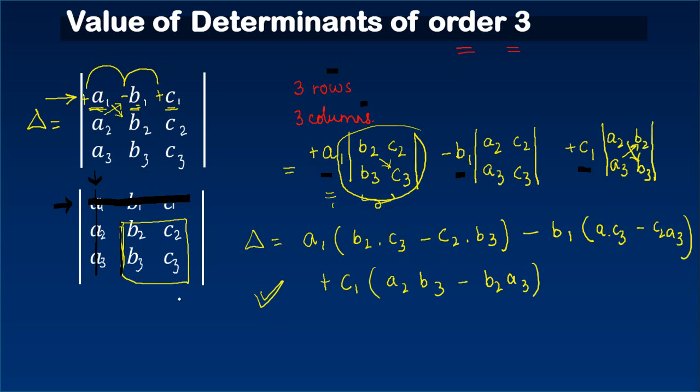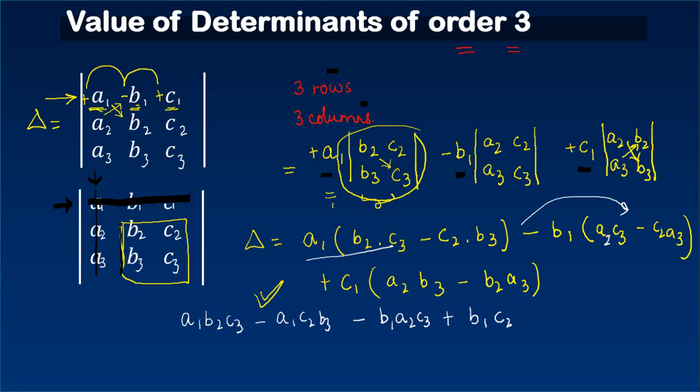If I want to go a step further, I can do these multiplications: A1 B2 C3 minus A1 C2 B3, minus B1 A2 C3, plus, since minus times minus becomes plus, B1 C2 A3, plus C1 A2 B3, minus C1 B2 A3. And this is the value of a determinant of order 3.